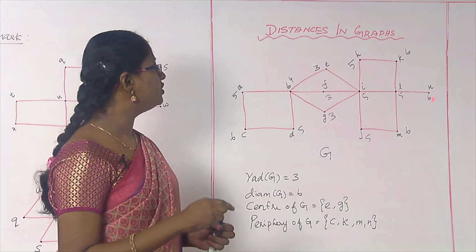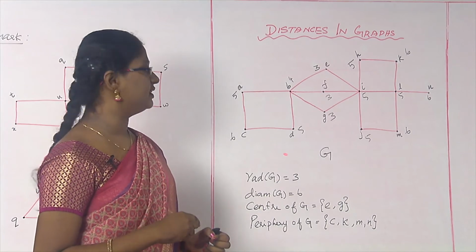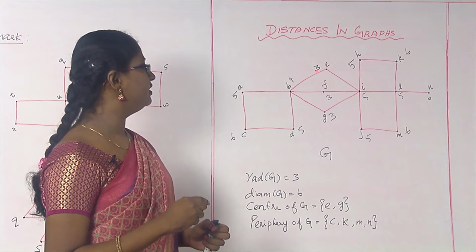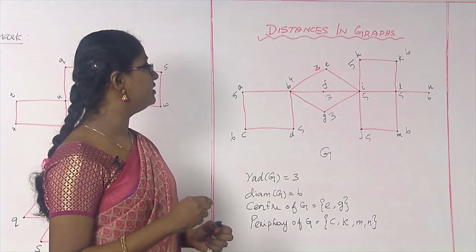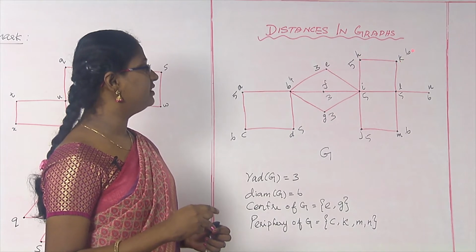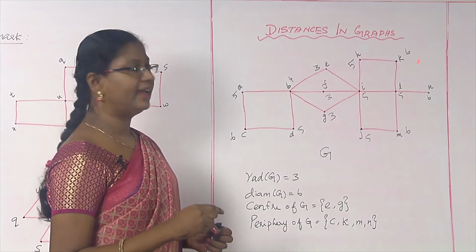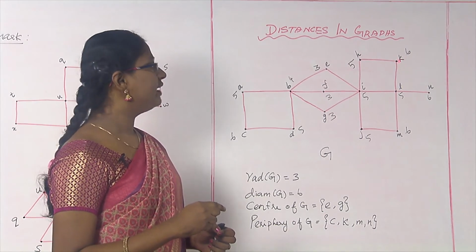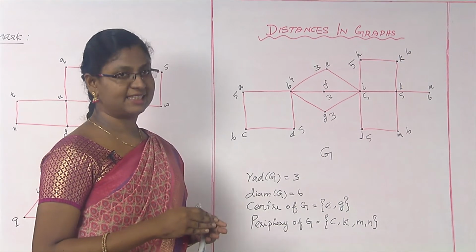Similarly, I have found all the eccentricities of all other vertices, that is, eccentricity of B is 4, eccentricity of E is 3, eccentricity of H is 5, eccentricity of K is 6. So, consider this vertex K, we will find the eccentricity of this vertex now. Eccentricity means we have to find the maximum distance.